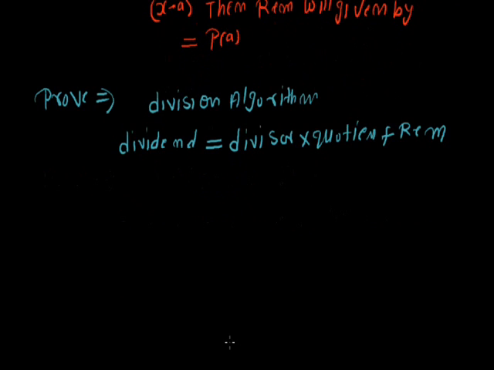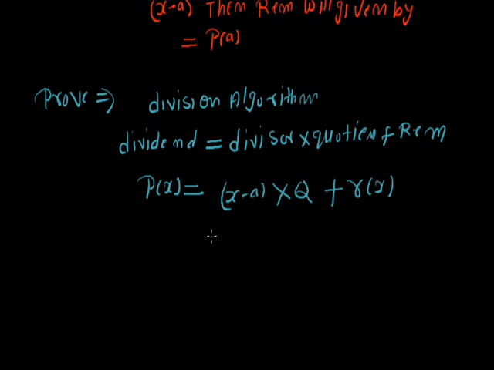Suppose our polynomial is p(x), so the dividend is equal to p(x). We are dividing this polynomial by the divisor x minus a, so x minus a is our divisor, and suppose the quotient is equal to q(x), plus remainder. I have assumed the remainder is equal to r(x). So by using the division algorithm, p(x) is our dividend, the divisor is x minus a, and the remainder is r(x).